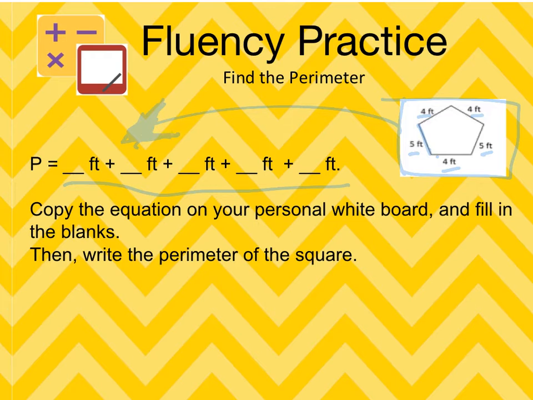Okay, boys and girls, so you should have written 4 feet plus 4 feet plus 5 feet plus 4 feet plus 5 feet. So I'm going to add my 3 4s together, which gives me 12. And then my 2 5s together gives me 10. 12 plus 10 equals 22. So my perimeter is equal to 22 feet. That would be the distance all the way around my pentagon.